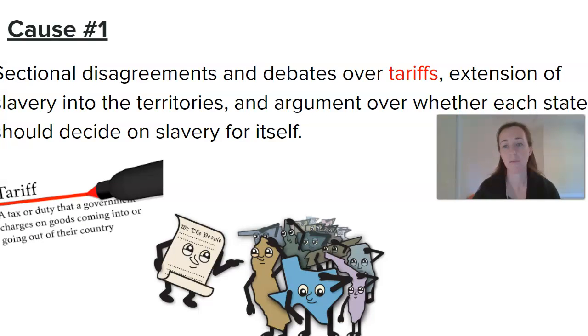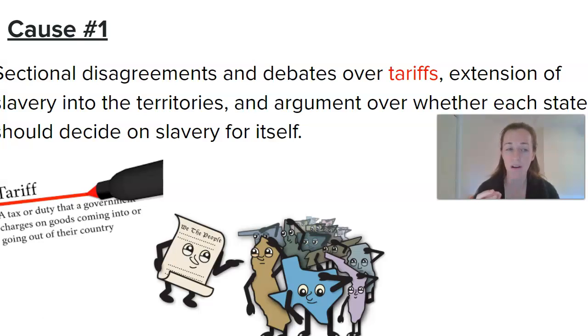More specifically, though, what is that? And a lot of these you'll see revolve around the issue of slavery, which is foundational to all of the disagreements. So here, those disagreements and debates over a lot of things caused the war, including tariffs, extension of slavery into the territories, and argument over whether each state should decide on slavery for itself.